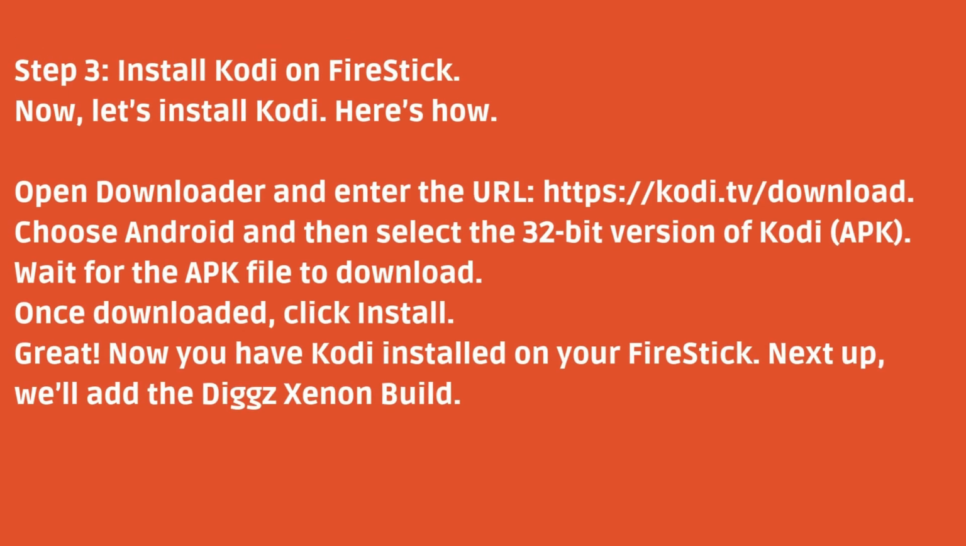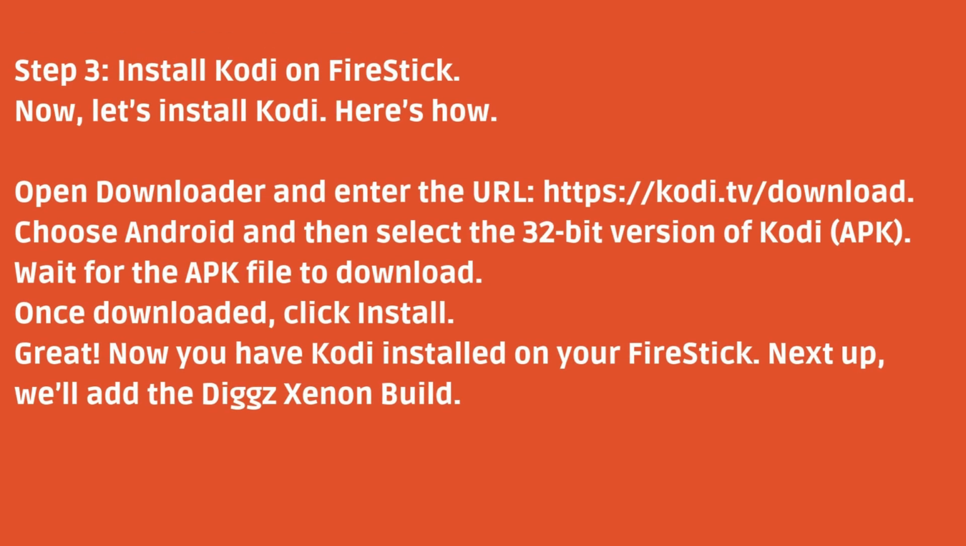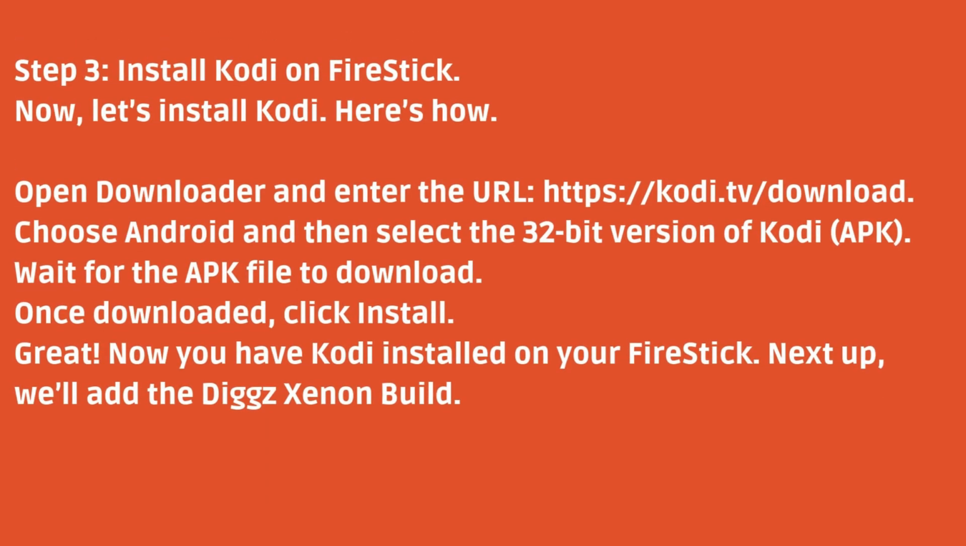Step 3. Install Kodi on FireStick. Now let's install Kodi. Here's how. Open Downloader and enter the URL. Choose Android and then select the 32-bit version of Kodi. Wait for the APK file to download. Once downloaded, click Install. Great! Now you have Kodi installed on your FireStick. Next up, we'll add the Diggz Xenon Build.